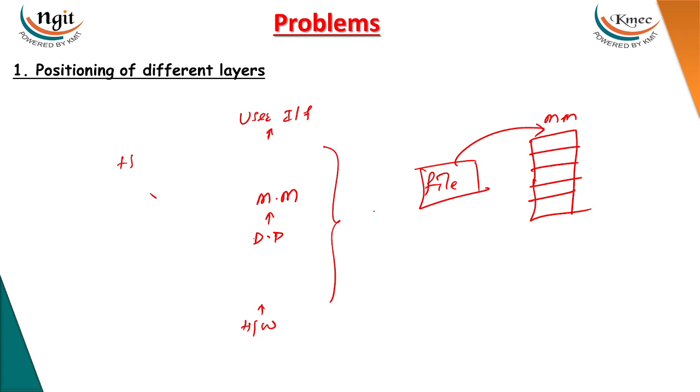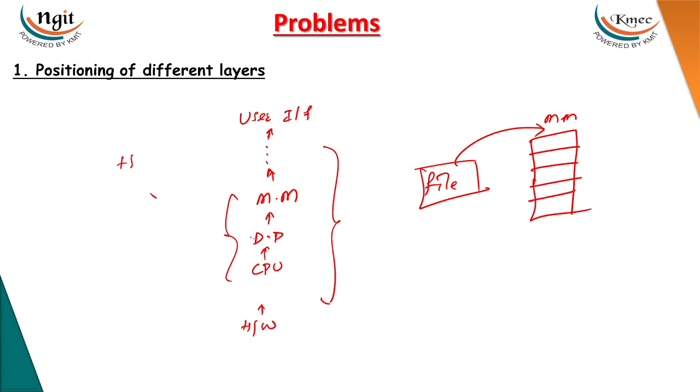And one more scenario is that the CPU scheduler would normally be below the device driver, because sometimes programs will go for IO, so that the CPU will schedule that particular process later. How this CPU scheduling is done, we will discuss in Unit 2. So it will be hardware, CPU scheduling, device driver, memory management, and other layers. But this is not always the case.